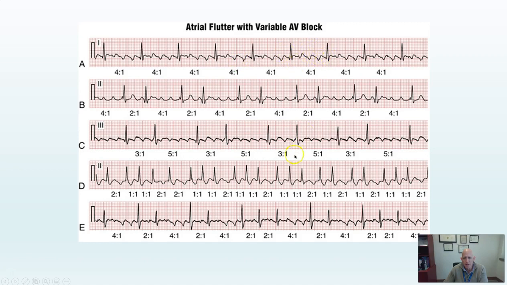Sometimes they look very classic like this. Sometimes they're not quite as obvious. Especially when it's 1 to 1, it can be a little trickier. But once it's 2 to 1 or 3 to 1, certainly it's much easier to see those flutter waves.